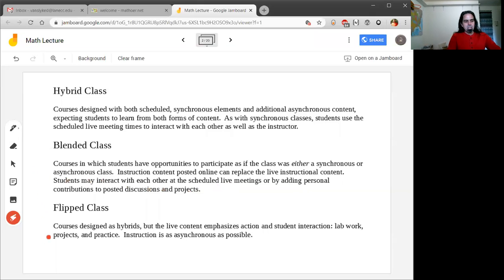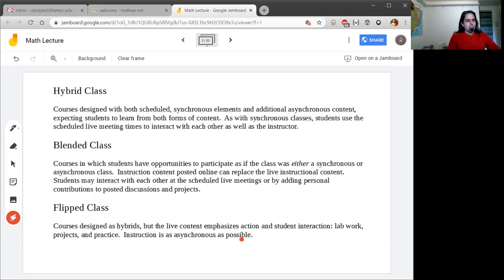Okay, finally, flipped class is more agreed upon. A flipped class is when you have the live content for action. You want the instructors and mostly the students to be interacting. There's lab work, there's projects, there's practice, there's things you're doing together when you actually are seeing each other. The instruction is as asynchronous as possible. You're going to read the book at home or watch the video at home, get some basic understanding of what to do, and then you show up to actually do the stuff.